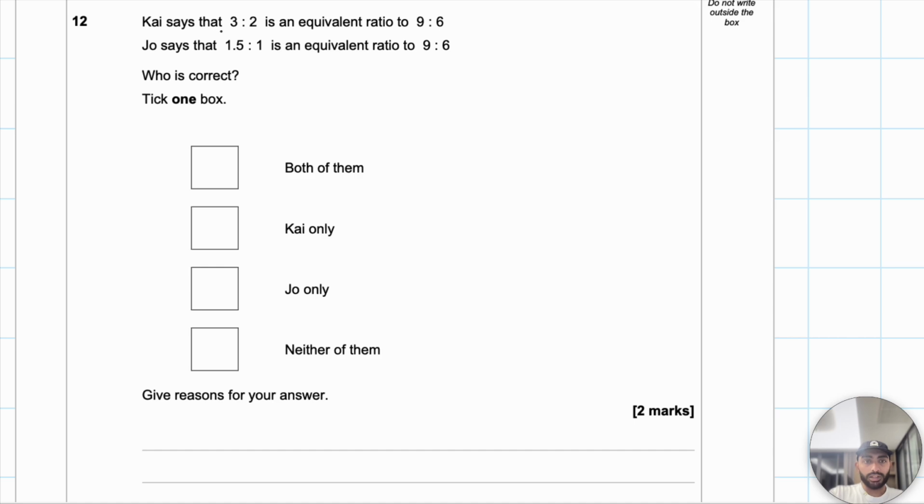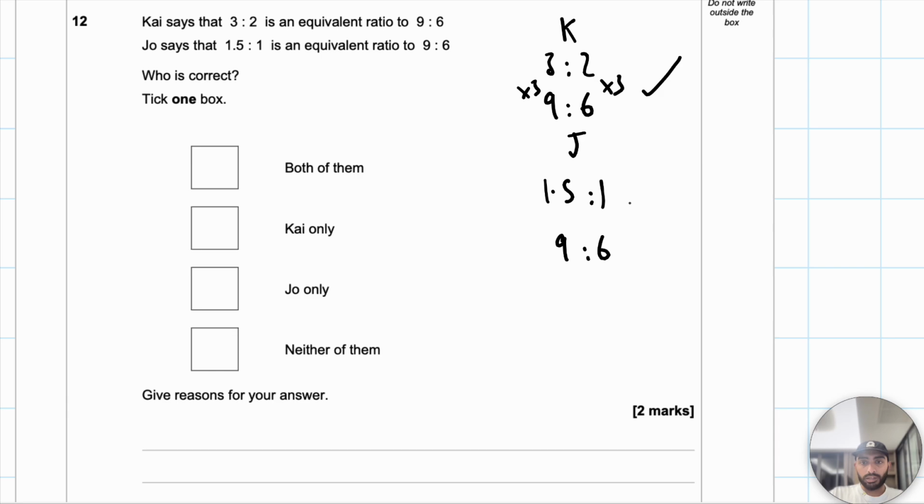Question 12. Kai says 3 to 2 is an equivalent ratio to 9 to 6. Joe says 1.5 to 1 is equivalent to 9 to 6. Who is correct? Let's see who's correct. We've got Kai and we've got Joe. Here I've multiplied by 3 on the left, and here I've also multiplied by 3 on the right. So that means Kai is correct.